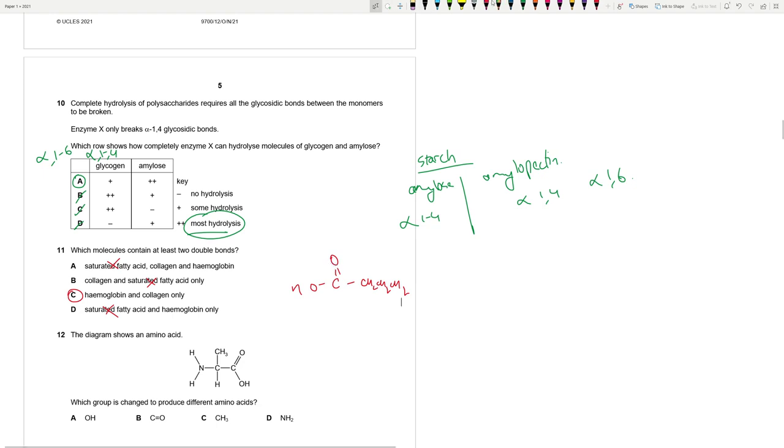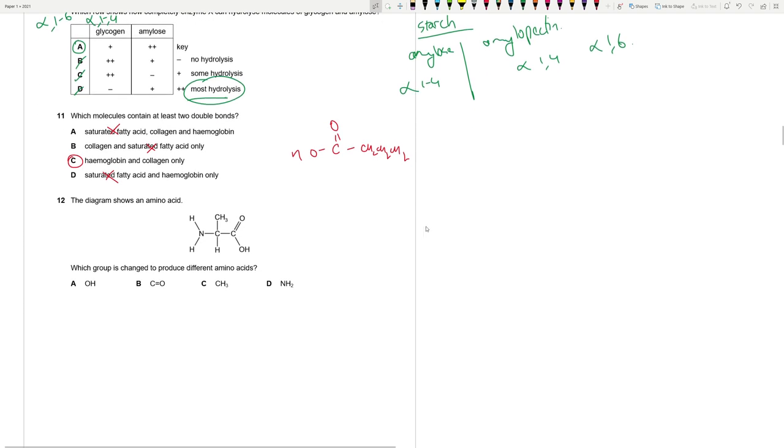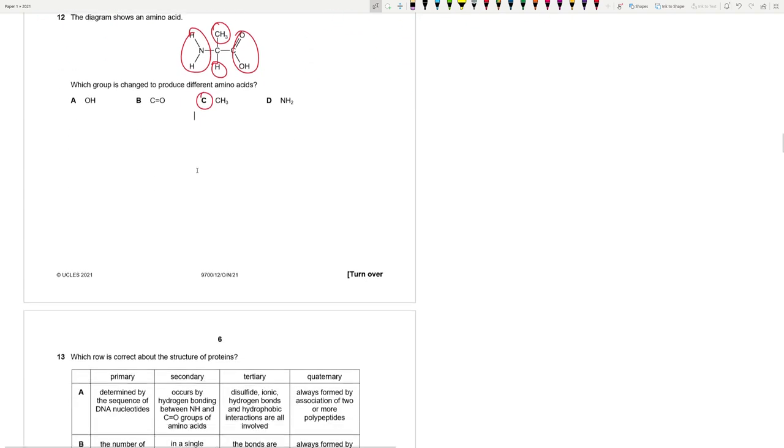Okay. 12. The diagram shows an amino acid. Which group is changed to produce different amino acids? So we're looking at the R group. This is constant. This is constant. This is constant. This group, right? Basically, this will change. Valine, lysine, glycine. The CH3 group. You need to remember that.